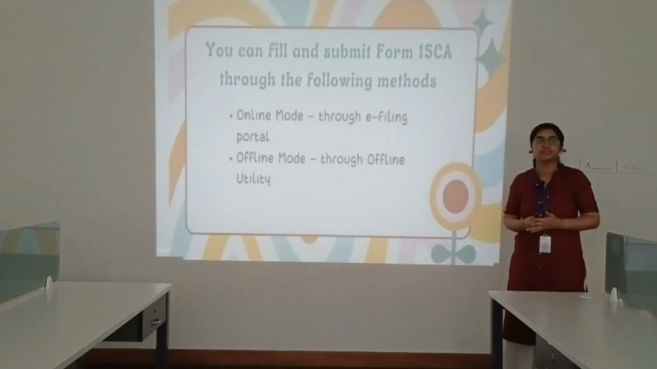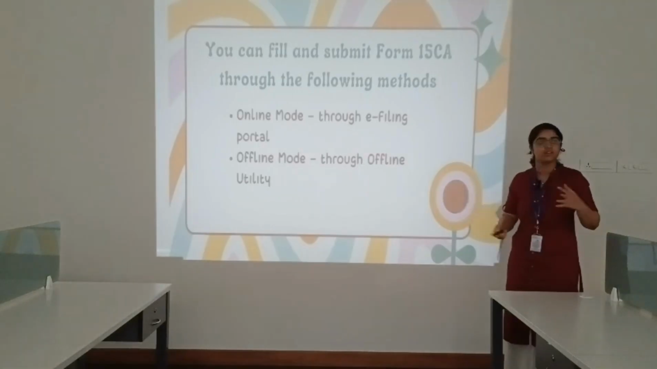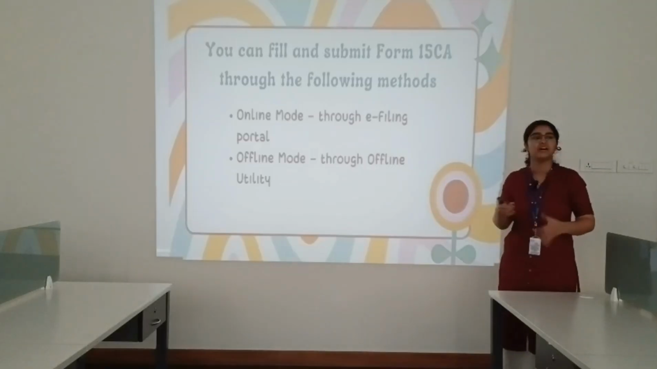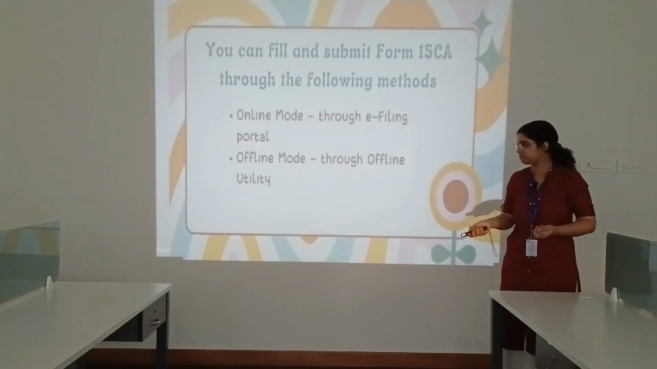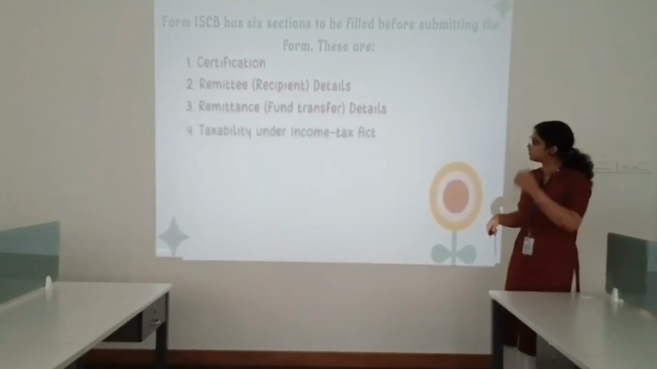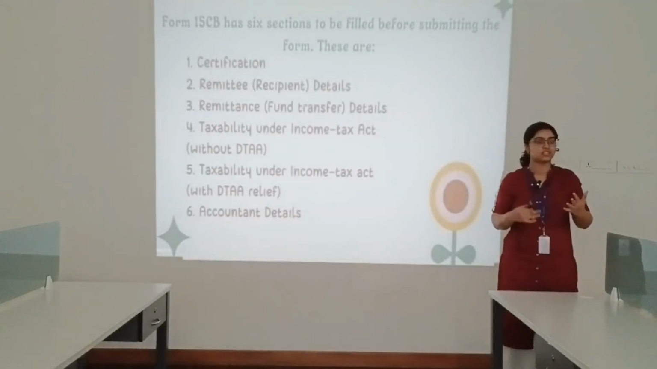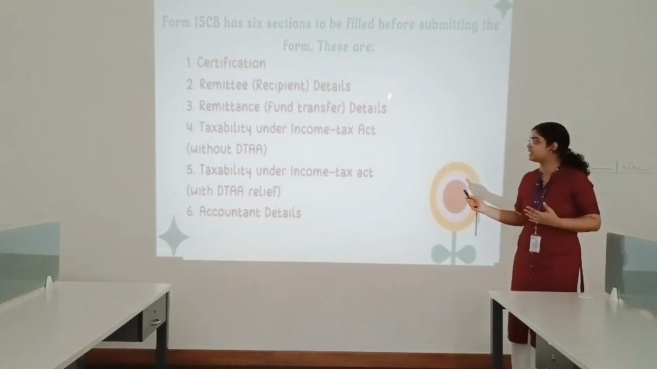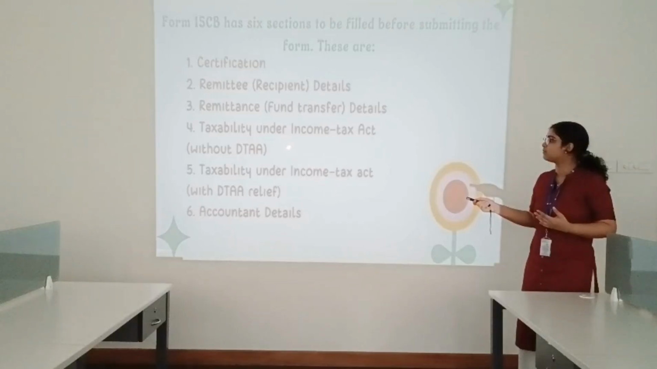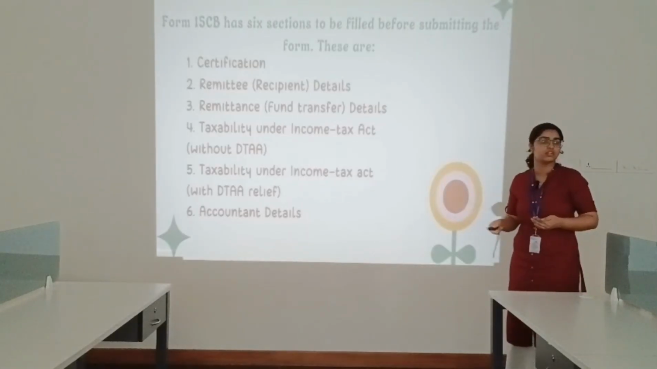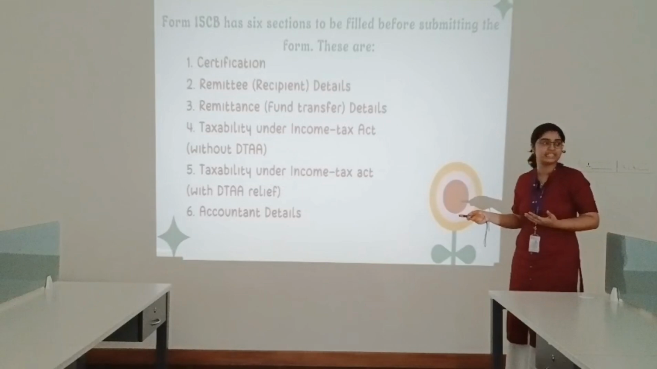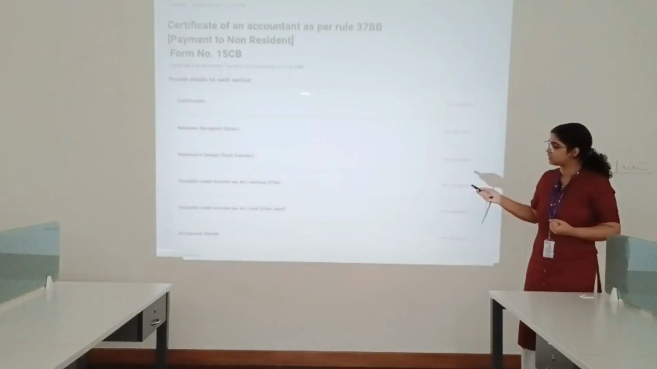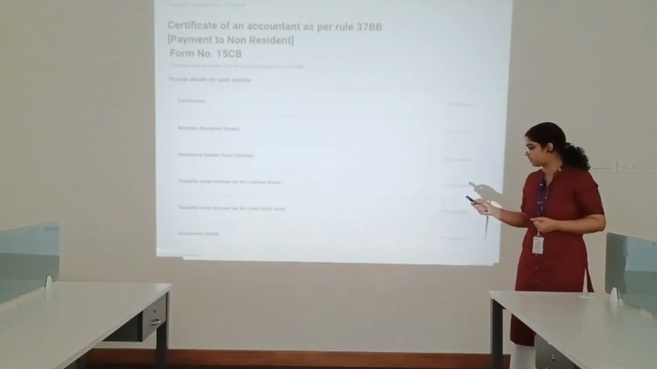So, ways of filing 15CA and CB. One, you have the online mode, which we usually use to file through the income tax portal, and the offline mode through the offline utilities available in the portal. In Form 15CB, which a CA files, these are the parts: the certification, remittance details, fund transfer, taxable under the Income Tax Act if it is without double taxation, and if it is under DTAA relief, and accountant details. This is how it appears in the income tax portal.